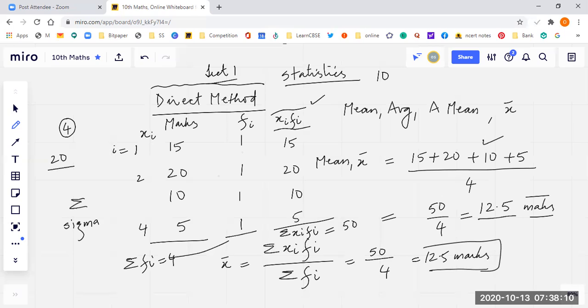Now this data is a simple data, not a group data. Now we are going to do a sum with group data. How do we find the mean of that? First we have to convert this group data into xi. Let's see how we do it.